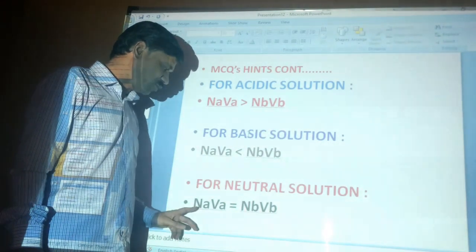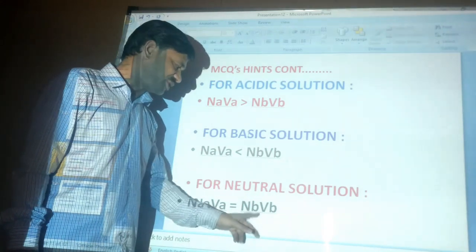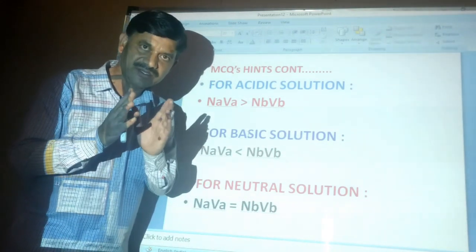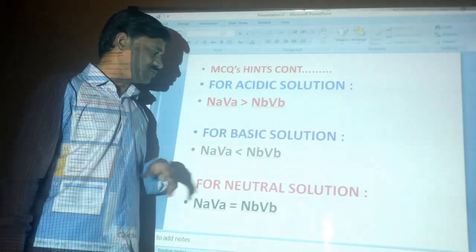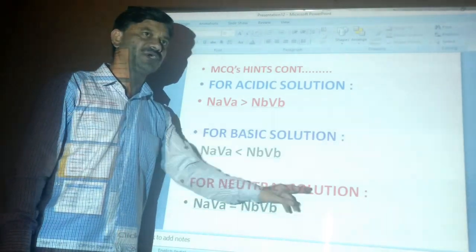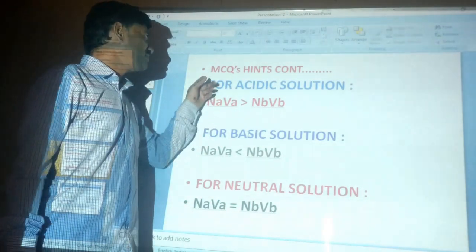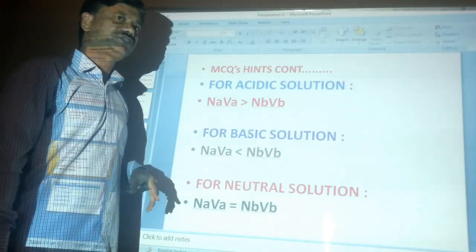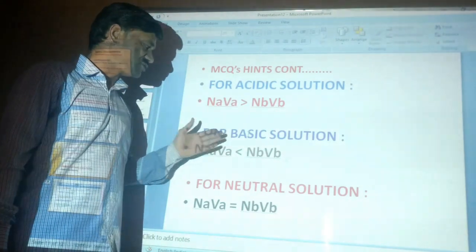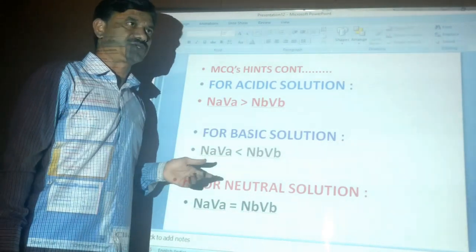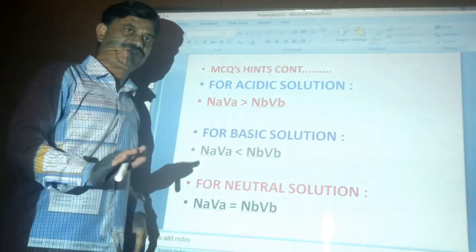And if the normality and volume products for acid and base are equal, then that kind of solution is known as neutral solution. So keep in mind, these are the three important conditions: acidic solution, basic solution and neutral solution. In the next session, we will discuss further theoretical points.